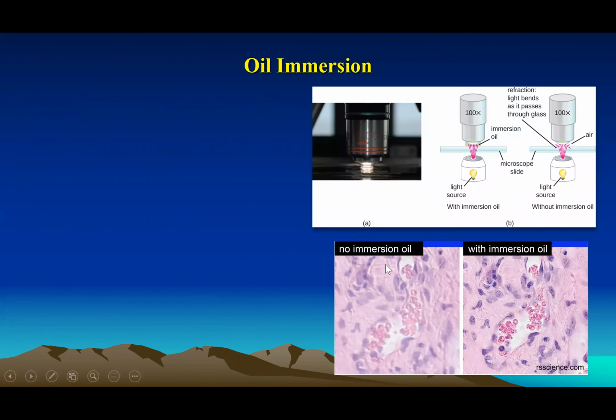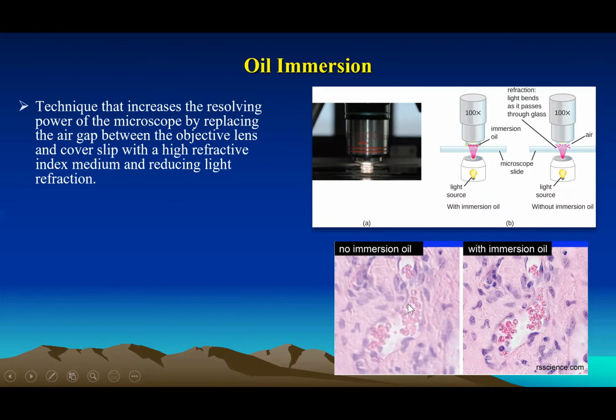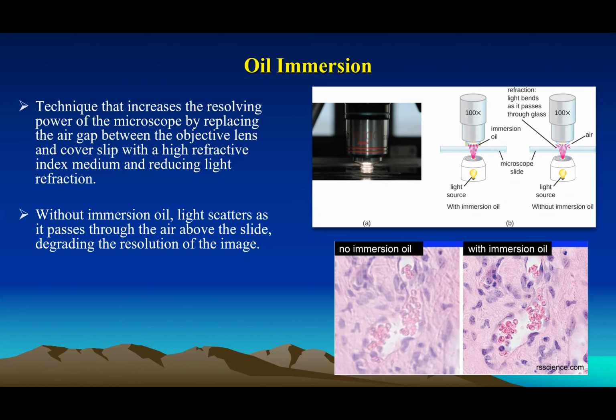In oil immersion microscopy, this is a technique that we use to increase the resolving power of the microscope. What we'll do is replace the air gap between the objective lens and the cover slip with a highly refractive oil. What that does is it prevents scattering of light as it passes from below the slide to above the slide. This in turn can produce a very sharp and clear and high resolution image. So that is oil immersion microscopy.